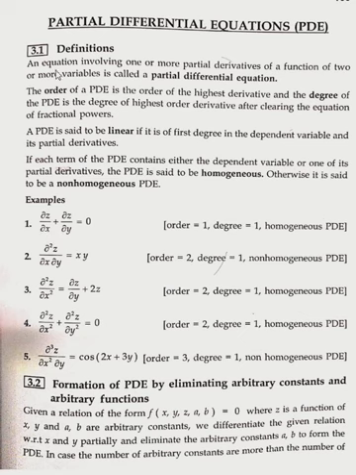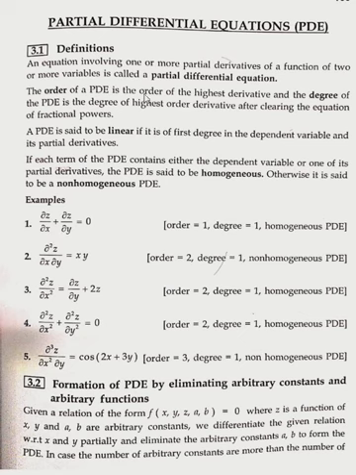Therefore, here is an equation involving one or more partial derivatives, that is ∂/∂x and ∂/∂y, of a function of two or more variables. Here z is a function of two or more variables. Therefore, this is a partial differential equation.